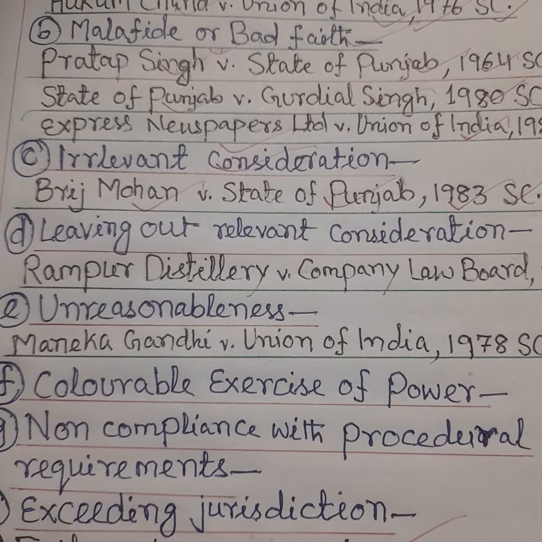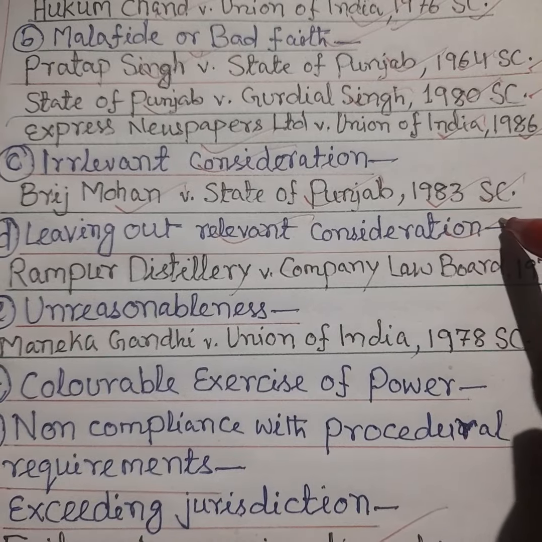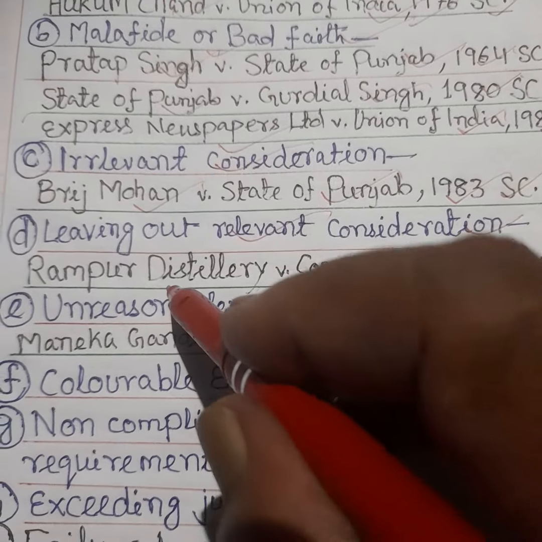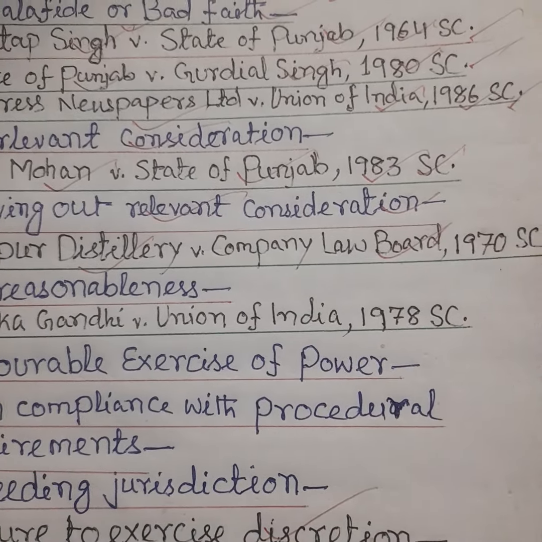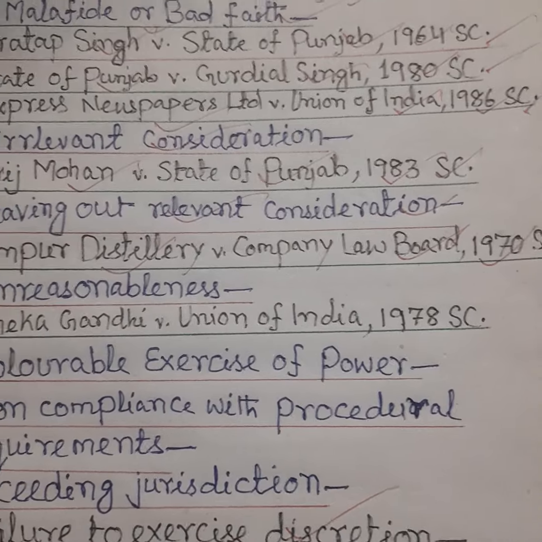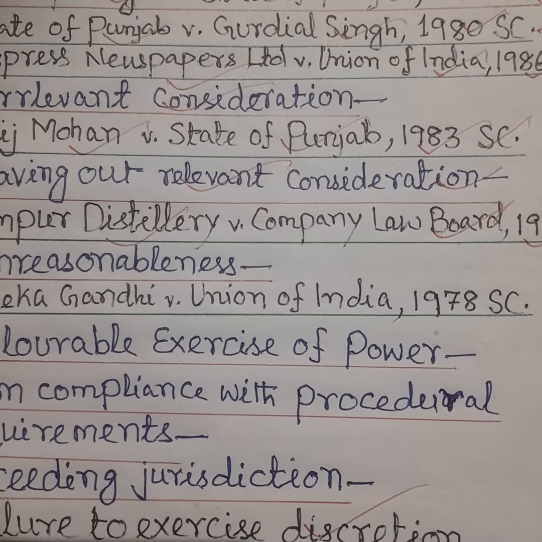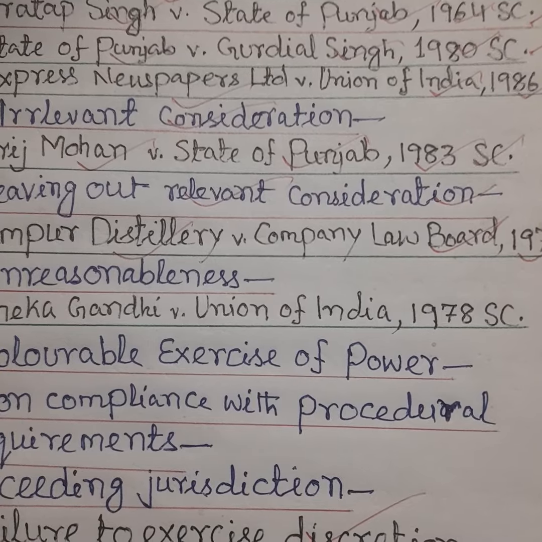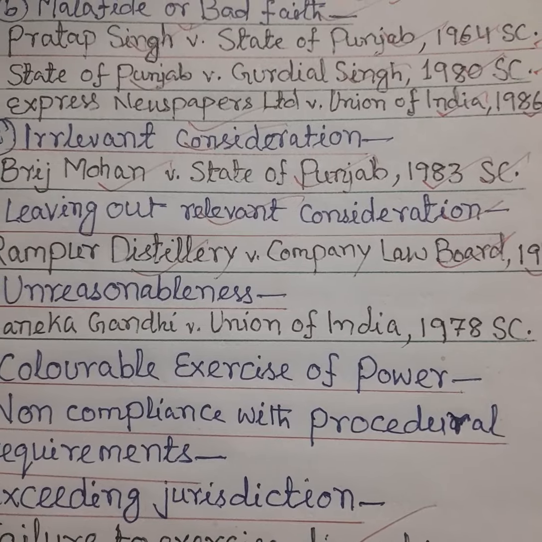And the next one was leaving out relevant consideration, as it was decided in Rampur Distilleries versus Company Law Board in 1970 by the Supreme Court. The administrative authority exercising the discretionary power is required to take into account all the relevant facts. If it leaves out due relevant consideration, its actions will be invalid.